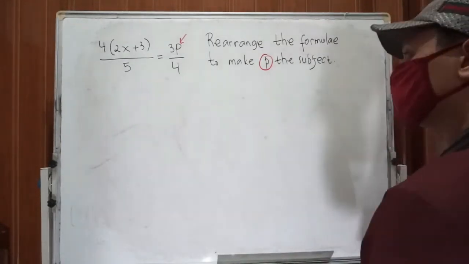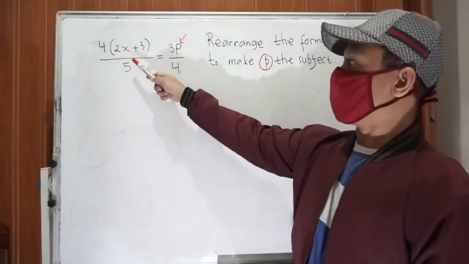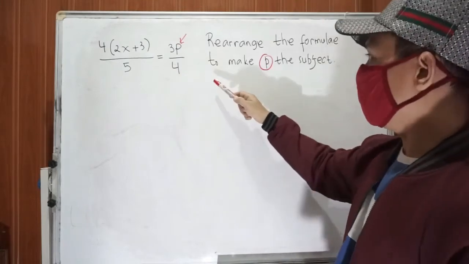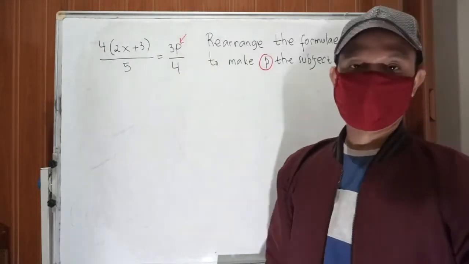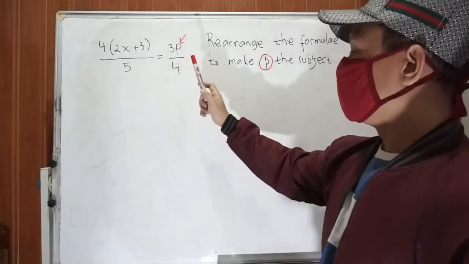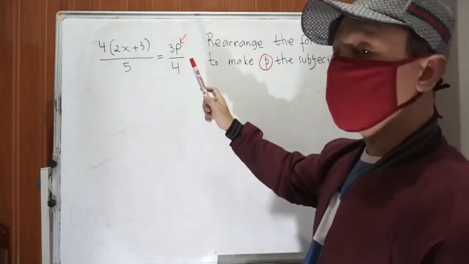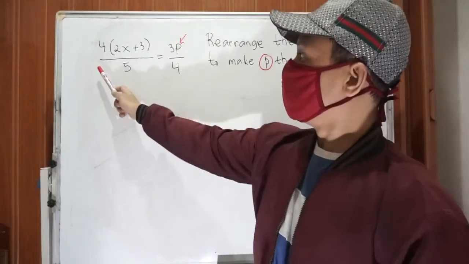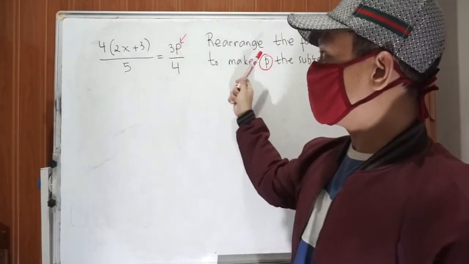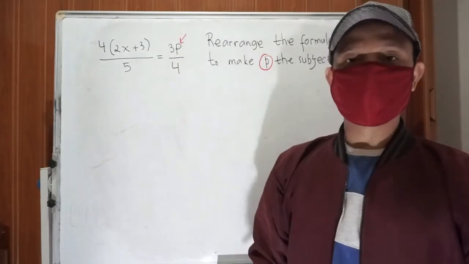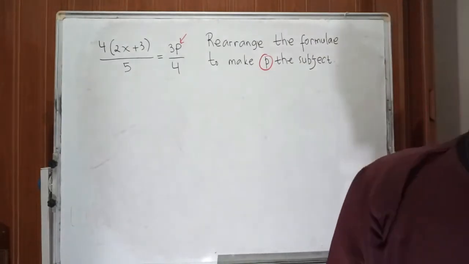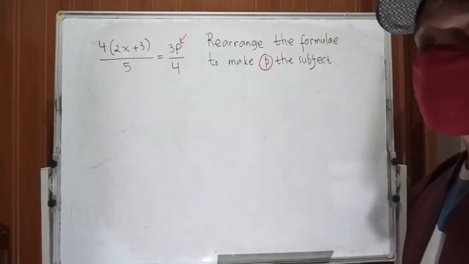Okay, so then go to the solution. 4, open the bracket, 2x plus 3 over 5 equal 3p over 4. Our focus is p. The first step is group or classify. We are going to find all variable p. At the left side, no p. But at the right side, yes, we have one variable p.